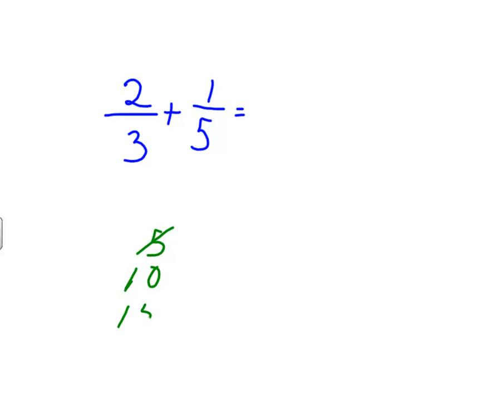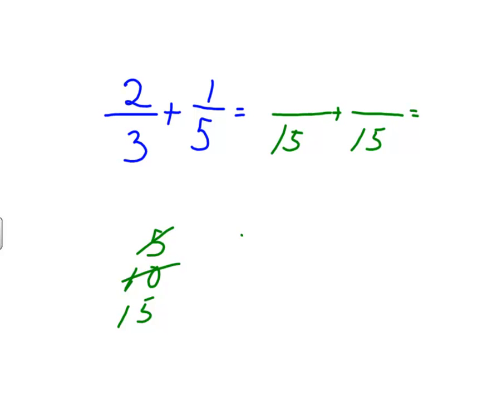The next number is 15. Well, both 5 and 3 can go into 15. So that makes 15 our common denominator. So we're going to rewrite our problem with 15 as the denominator.